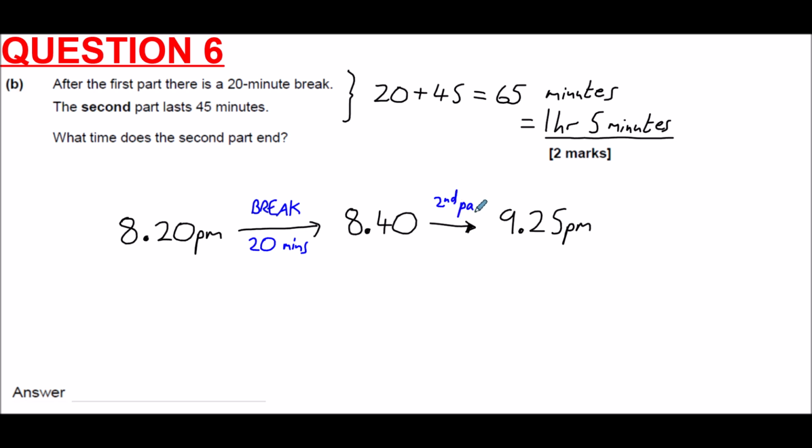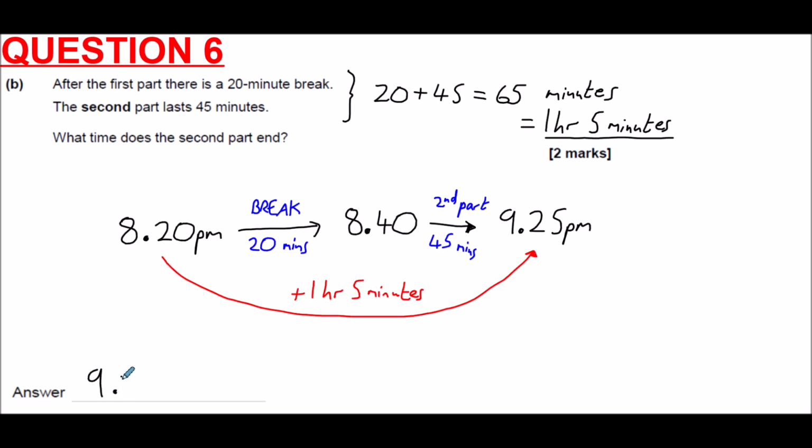But again, as I initially suggested, it might be easy just to consider these two together, the break and the second part, as 1 hour and 5 minutes. Because if you were to do that, you can do it in one go. From 8:20 all the way to the end, we can just add on 1 hour and 5 minutes. 8:20 plus 1 hour would be 9:20, plus an extra 5 minutes would be 9:25. So whichever way you do it, you should find that the second part ends at 9:25 p.m.